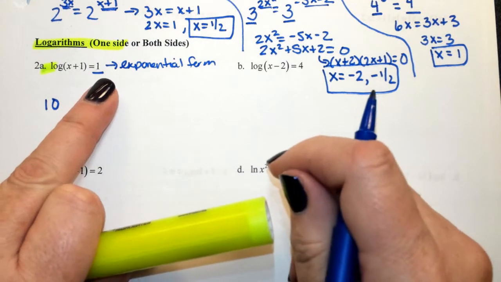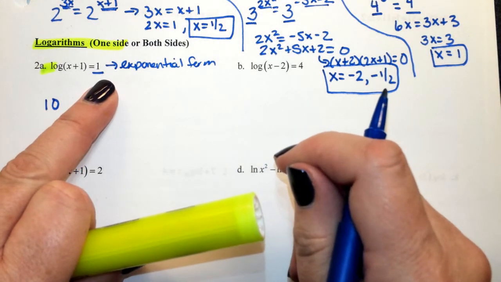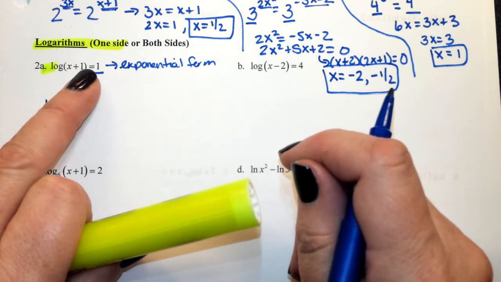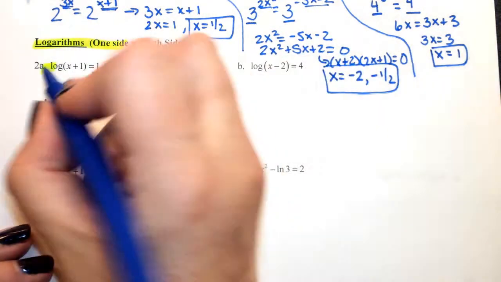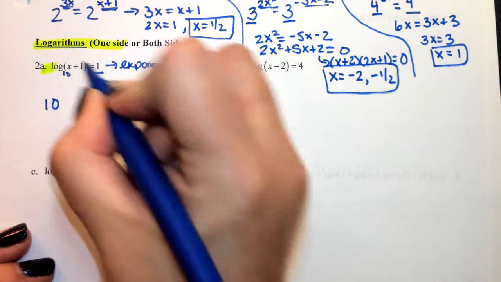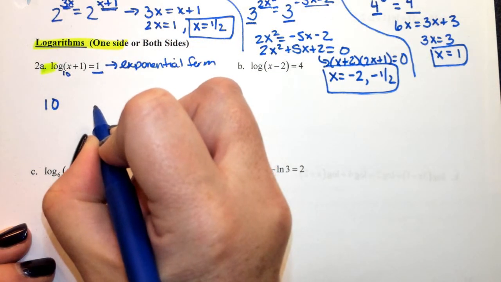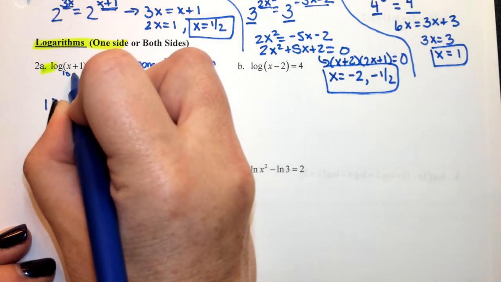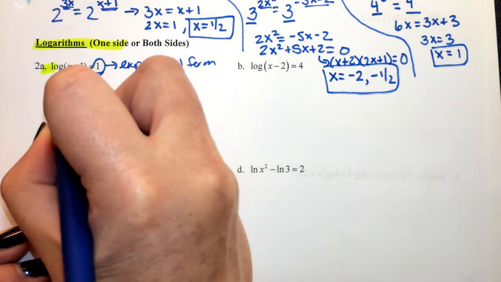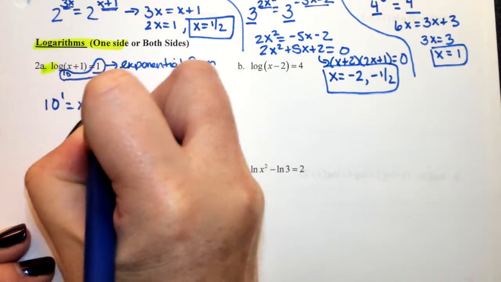Looking at this log equation, what's the exponent for 10? Is it the 1 or x plus 1? The base is 10, just like what you did last night for homework. Where's the exponent? It's the 1. Remember, there is your exponent. So 10 to the first is equal to x plus 1.